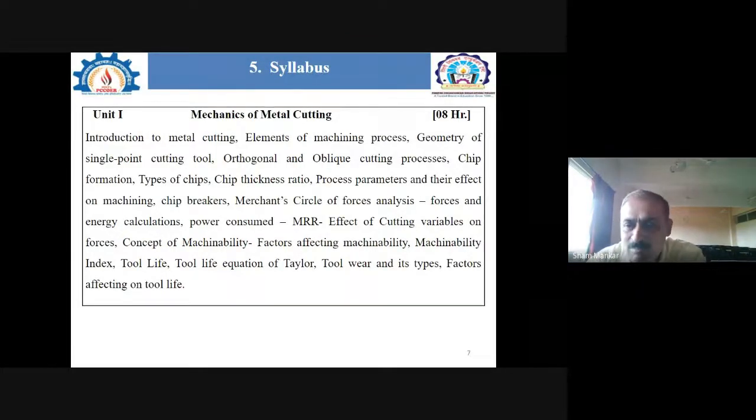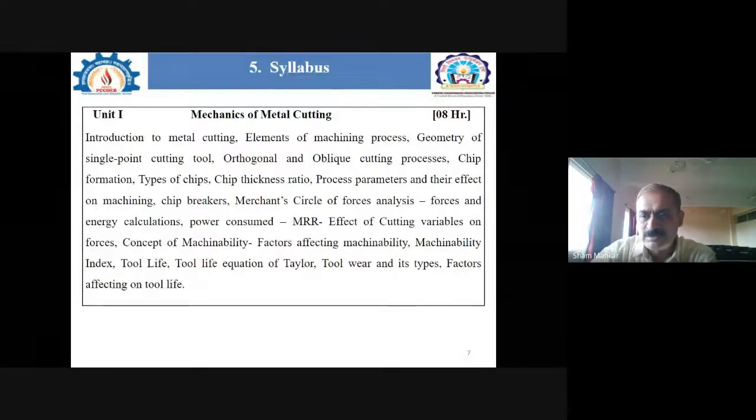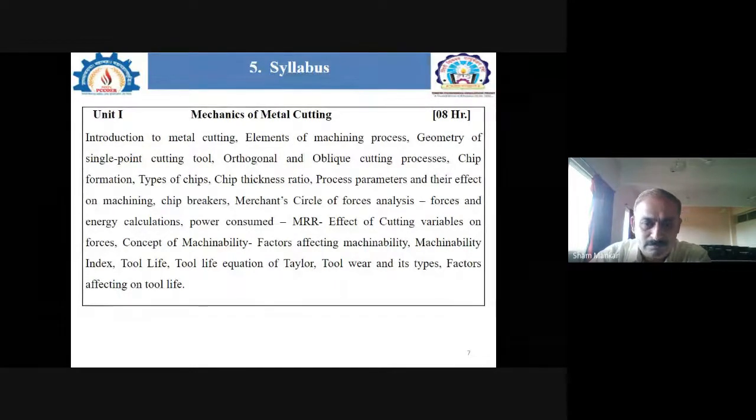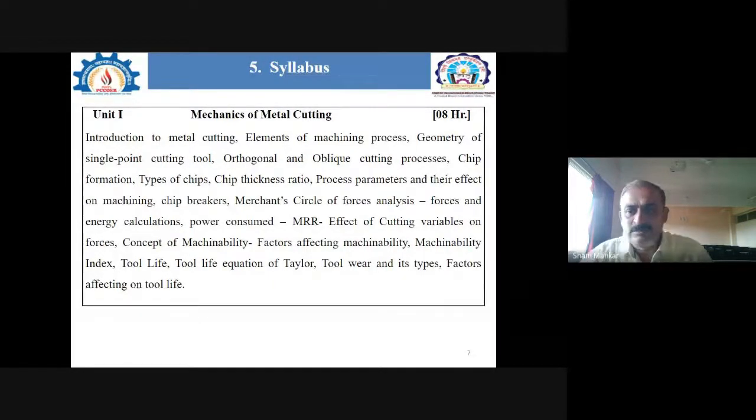So we must know speed, feed, depth of cut, then Taylor's tool life equation, tool life, and the factors affecting tool life. Okay. Please wait for some time so that I can mark your attendance.